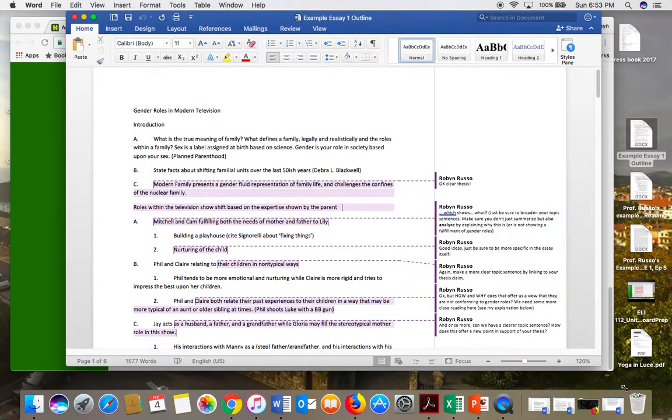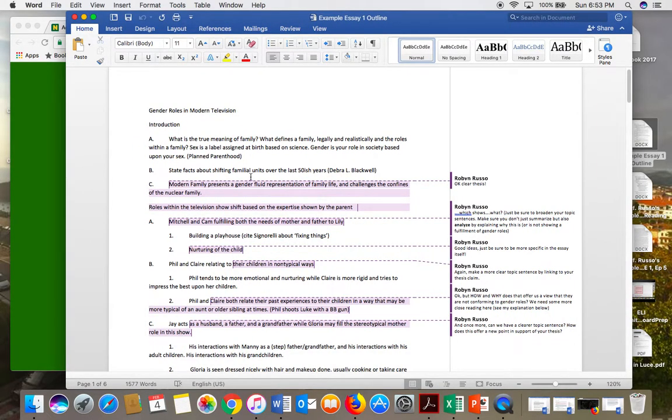So he started with a really good thesis statement. He has his introduction here. He's going to talk about sex versus gender. He's got some information from the readings. And then he has Modern Family presents a gender-fluid representation of family life and challenges the confines of the nuclear family. So once we add that into MLA style, it looks great. You know, that's a clear claim. He's saying this show, if we look at the characters on it, they go against the expectations.